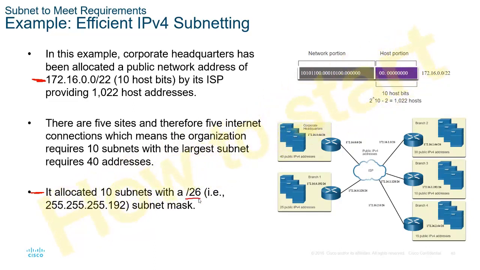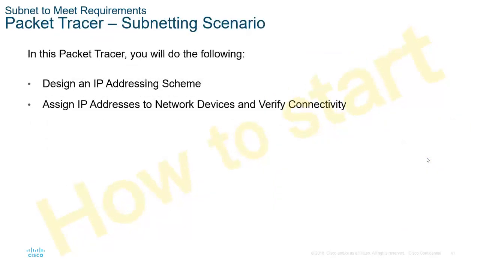That /26 gives us just under 64 usable hosts. So that's why we have 40 public, 25 public, 15 public, 10 public, 30 public. All of them fall underneath that total host count per network. /26 gives us 62 usable hosts per network. We have another lab verifying that you can do this.